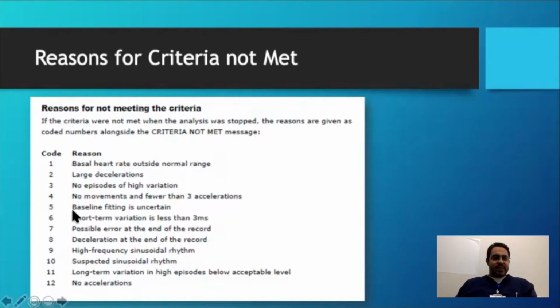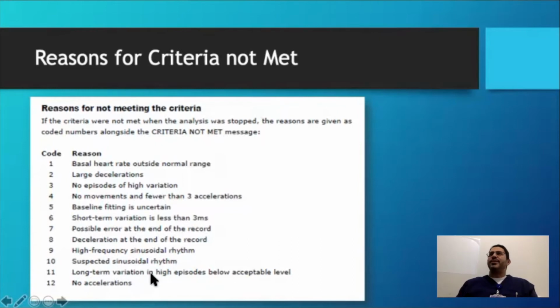Baseline fitting is uncertain, basically saying you have an unstable baseline. Short-term variation is less than 3 milliseconds, so it's basically saying it's completely flat. Possible error at the end of the recording. I don't even know what that means. It just says at the end something went wrong. Deceleration at the end of the recording, yeah, maybe. High frequency sinusoidal rhythm.